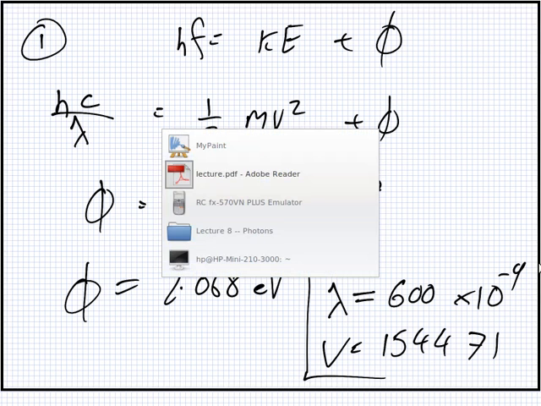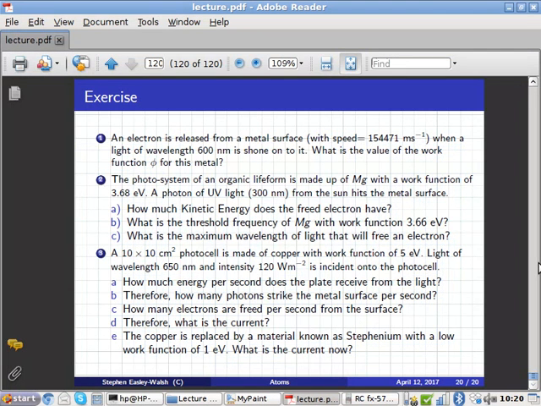Right, number 2. The photosystem of an organic life form is, now this question is not biologically accurate, made up of magnesium with a work function of 3.68 electron volts. A photon of UV light from the sun hits the metal surface.